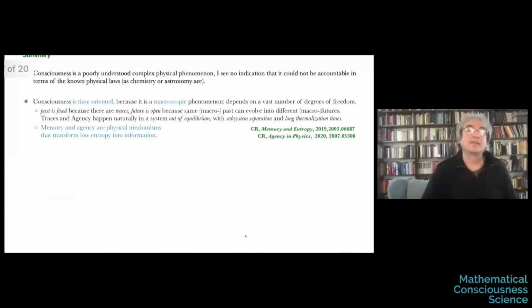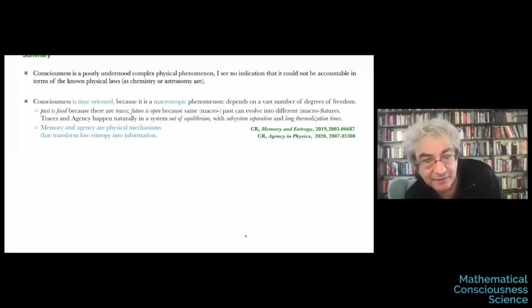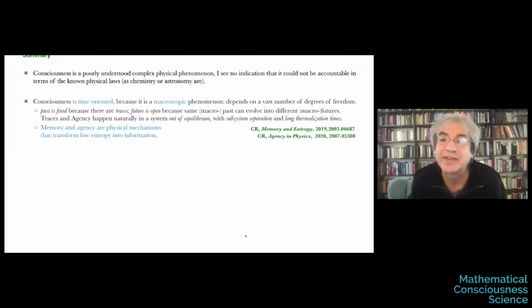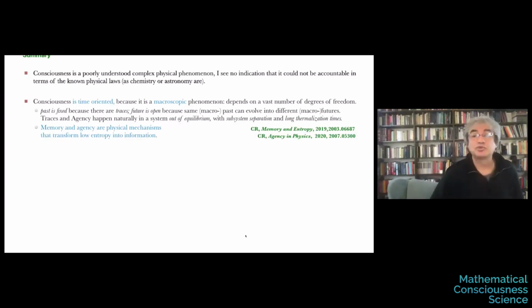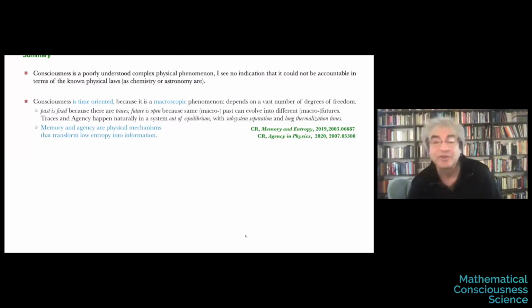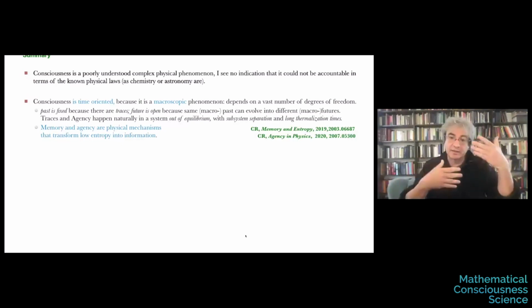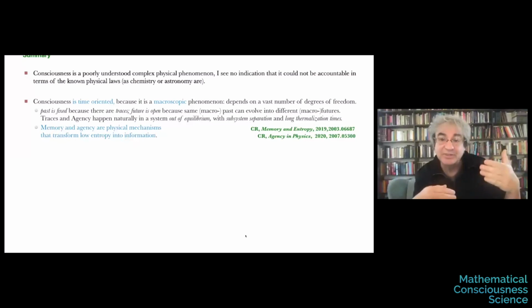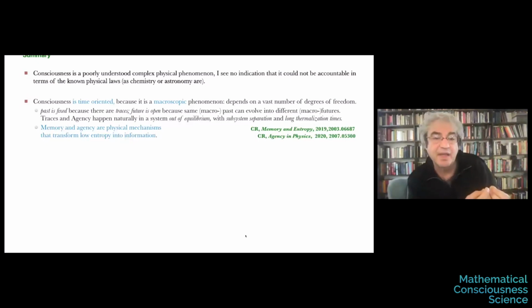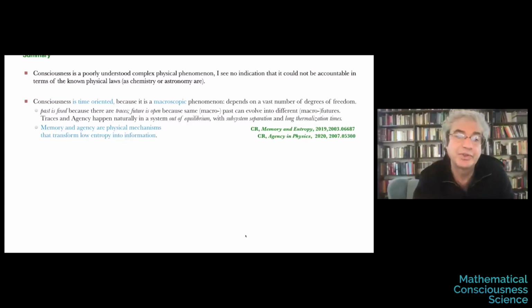Second point, I describe its time orientation, which is a key argument for a physicist that shows it's a macroscopic phenomenon. It depends on a vast number of degrees of freedom. I did not talk about my work on memory and traces, but I just give you the outcome here. The past is fixed because there are traces, because of low entropy and long-term memorization times. And I sketched the argument showing that the future is open exactly for the same reason. The macroscopic future is open every time we have a lack of equilibrium between systems which have long-term memorization times. So agency is a physical mechanism that takes the low entropy information, sort of hidden, and brings it into the macro world. And this is a source, I believe, of the information of the macro world.